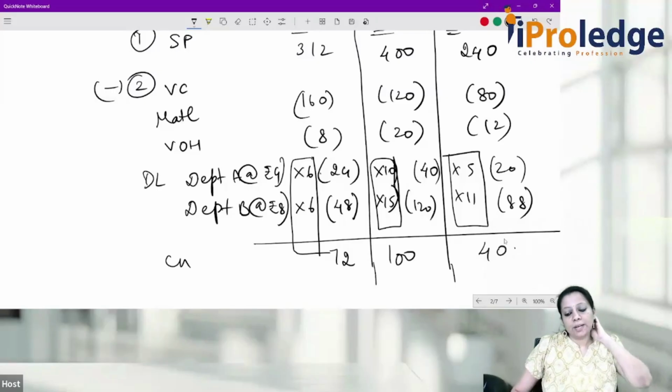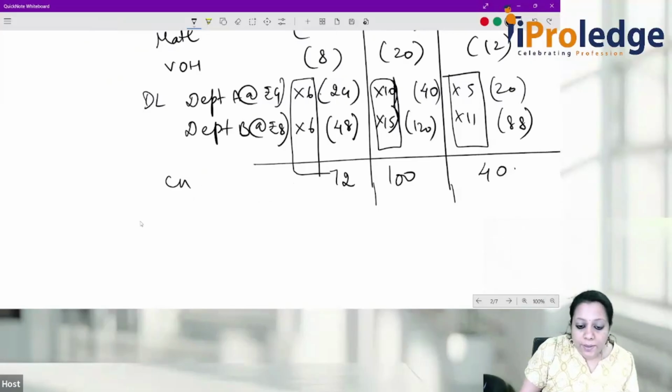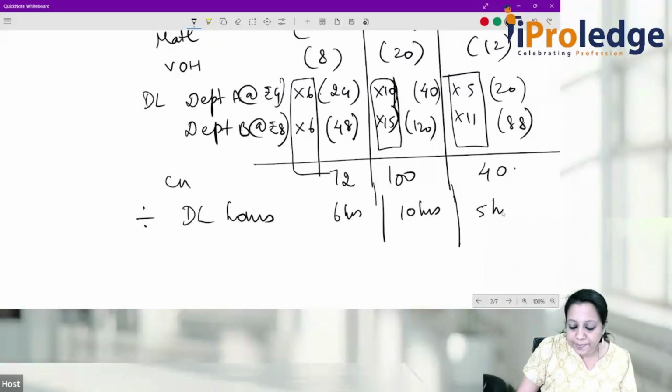So what we should do, usually with contributions we may rank, but here we have a constraint. So for that we have to do it. Understood, students? Yes. So you will divide it by the direct labor hours, which is given to be a constraint in the question. So all of you see, it is going to be divided by 6 hours, 10 hours, and 5 hours. So contribution per limiting factor is going to be what?